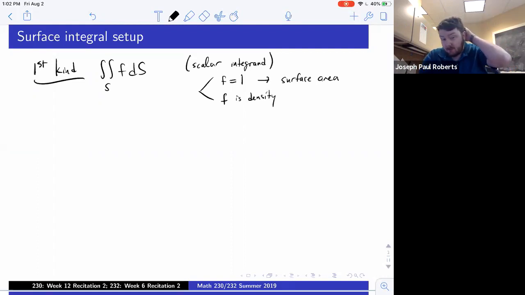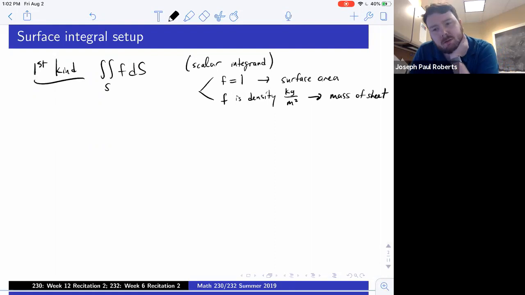Otherwise, if you have an interesting integrand that's not just the constant function 1, think of that as being the density of something on your surface. So maybe your surface is a thin metal sheet, and parts of the sheet are made out of aluminum, parts of it are made out of lead, and it's blended together so that there's heavier parts of the sheet and lighter parts of the sheet. So you have some sort of mass density that's distributed on this sheet. When you do that surface integral, you get the mass of the sheet.